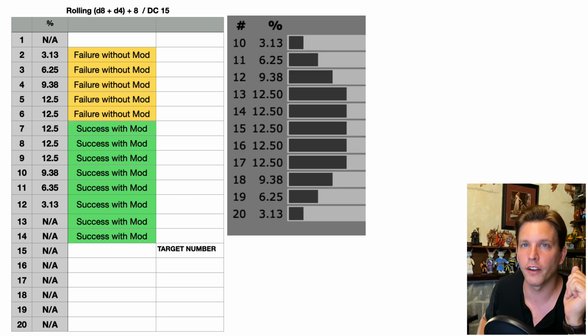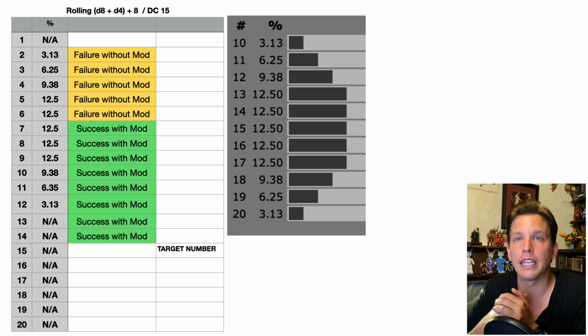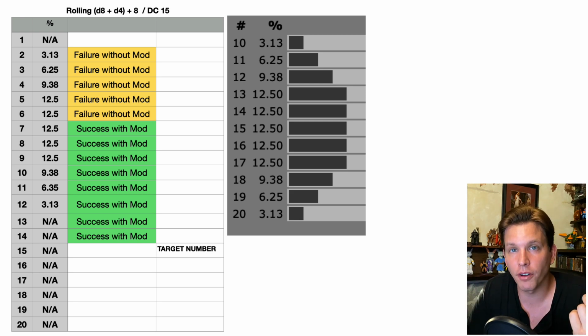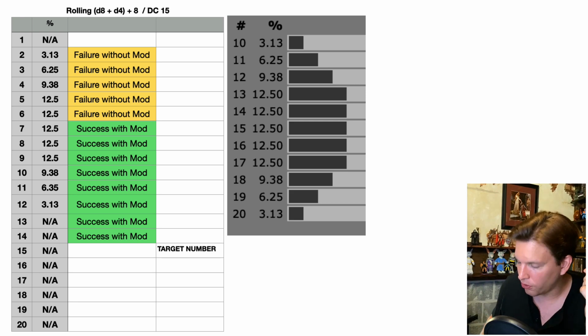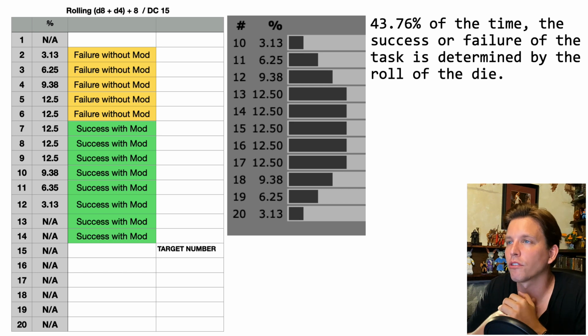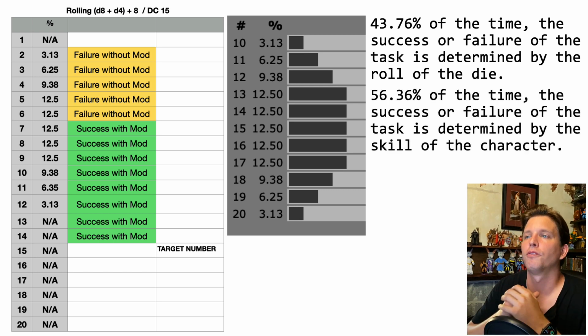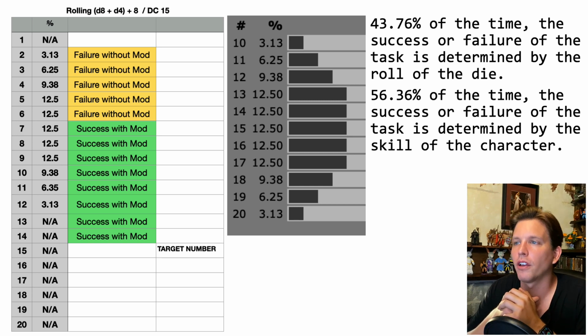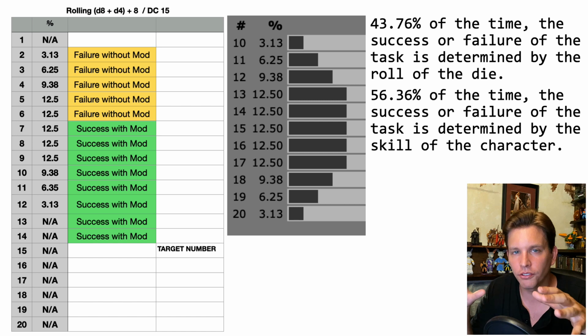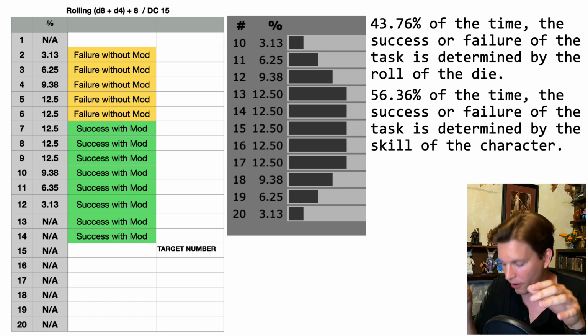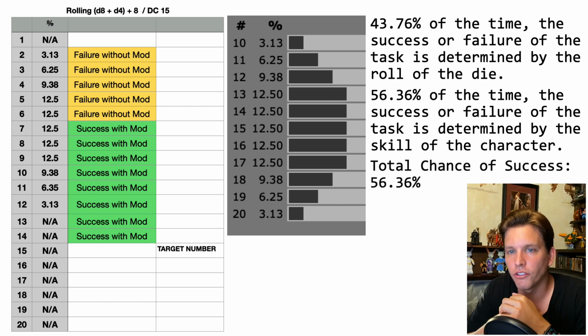Let's go to the third level of play, when we would be rolling a D8 plus a D4, but we would be getting a +8 modifier. So here is our distribution, and we would say that 43% of the time, success or failure is determined by dice, and 56% of the time, it is determined by the skill of the character. So we're starting to move in this tier of play toward the character.